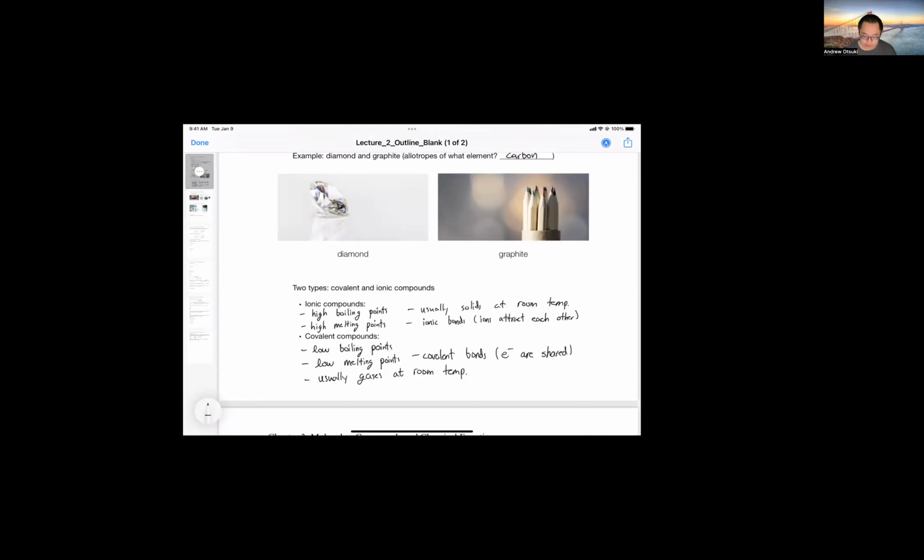melting points, because the forces of attraction in these compounds between different molecules are typically lower because there's no ions involved. So there's no full-on negative or positive charge. So there's less energy interaction. So that's why you get the lower boiling points and melting points.